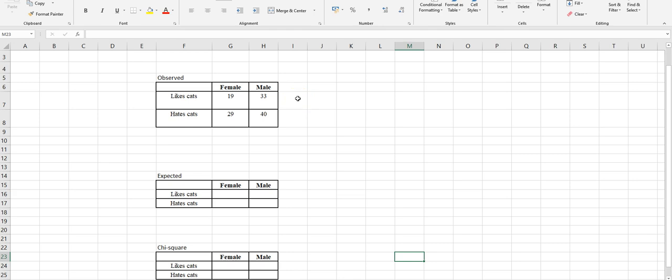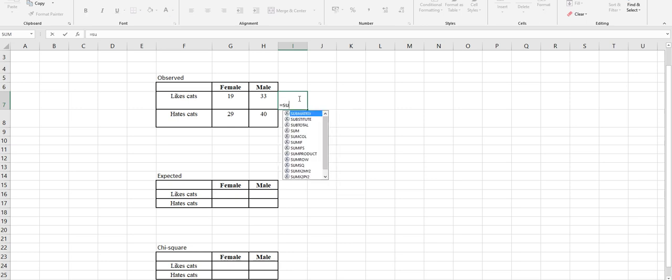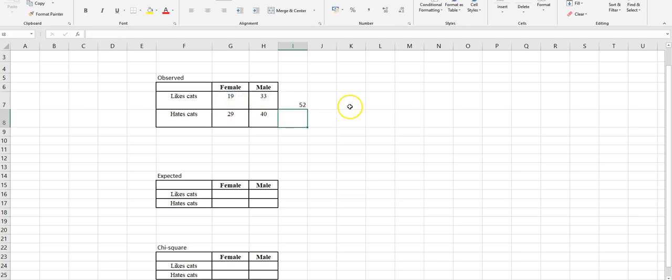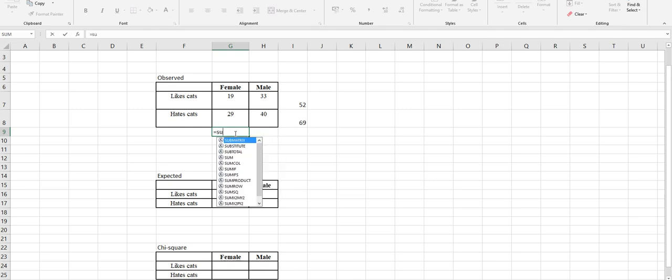We just simply need to calculate the marginal sums, and we can do that by just simply adding up the numbers in their cells. So we can write equals sum, and Excel has that predefined. So we just add up these two numbers here. 52, we get the same thing by dragging that down here. So 69, 29 and 40 gives 69. We could have done that in the head, but since Excel has it already pre-made, why not make life easy for us? And we do that for the columns as well.